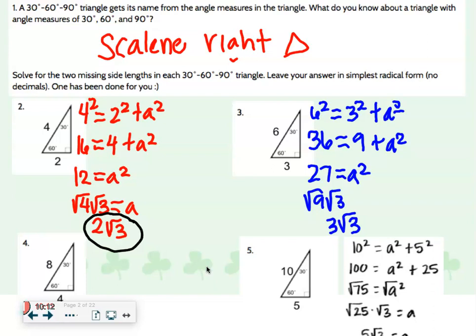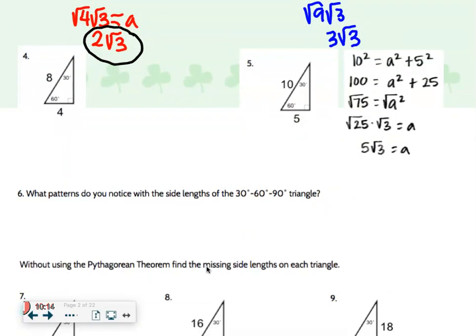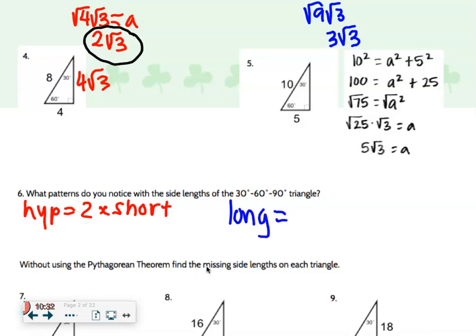All right, there's 3 different. So let's maybe write that down here. Hypotenuse equals 2 times short. Long side, basically the same thing, right? Short times root 3. That is our pattern. So see if you guys can try the bottom ones. 18 I think will be a little goofy if you can try to figure it out, but if not, we can do it together. We'll work it out together.